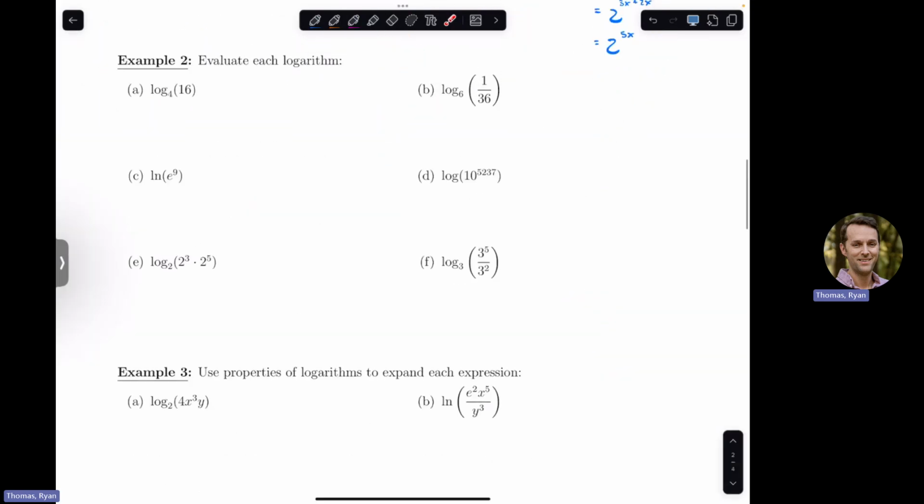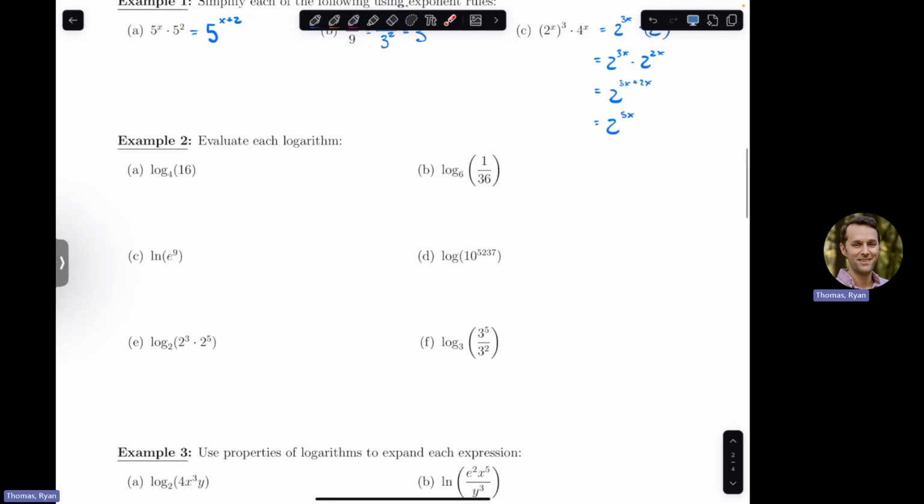All right. How about some logs? So for starters, just evaluate these. So just, you know, more practice reinforcement with that.